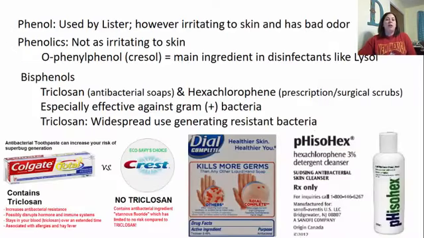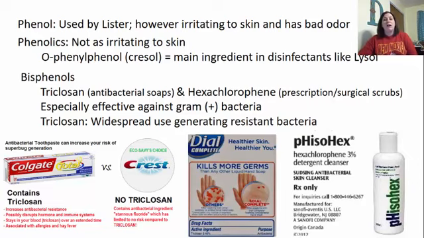So guys, when we look at these groups, phenol was actually used by Lister. And if you remember when we talked about him in Unit 1, he was the first one that started disinfecting. He was trying to reduce childbirth fevers and also infections passed on during surgeries. However, he found that this is very irritating to the skin and it had a really bad odor. This then led again to the phenolics. This is not as irritating to the skin.